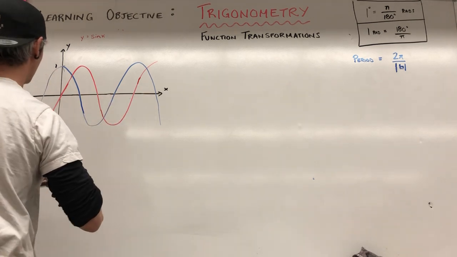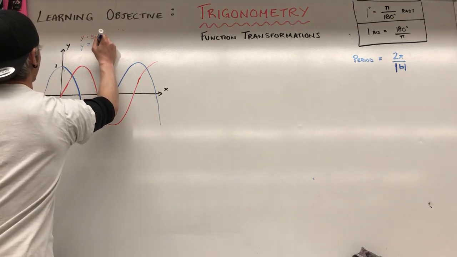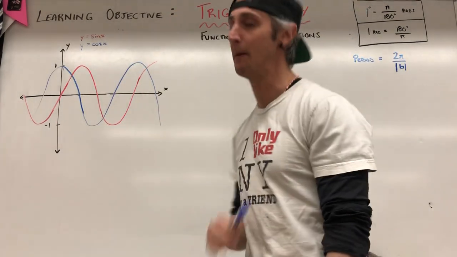So, y is equal to sine of x. Y is equal to cos of x in blue. Now we're going to start doing function transformations on these baseline functions.